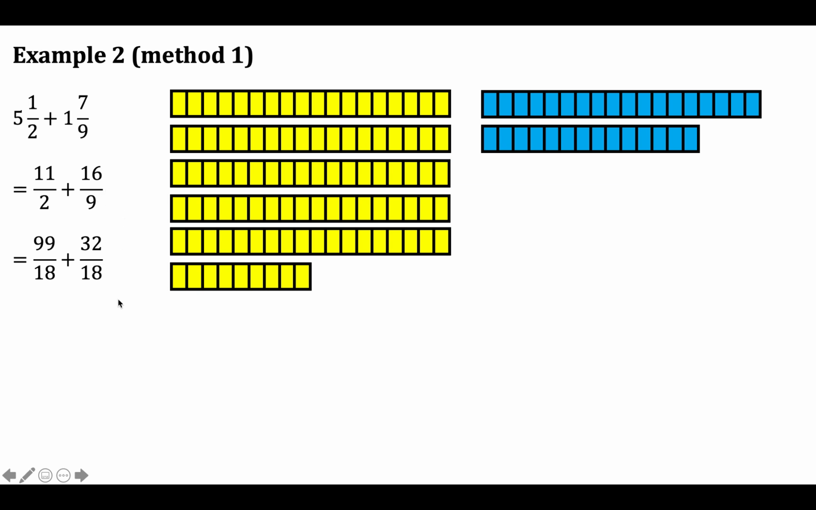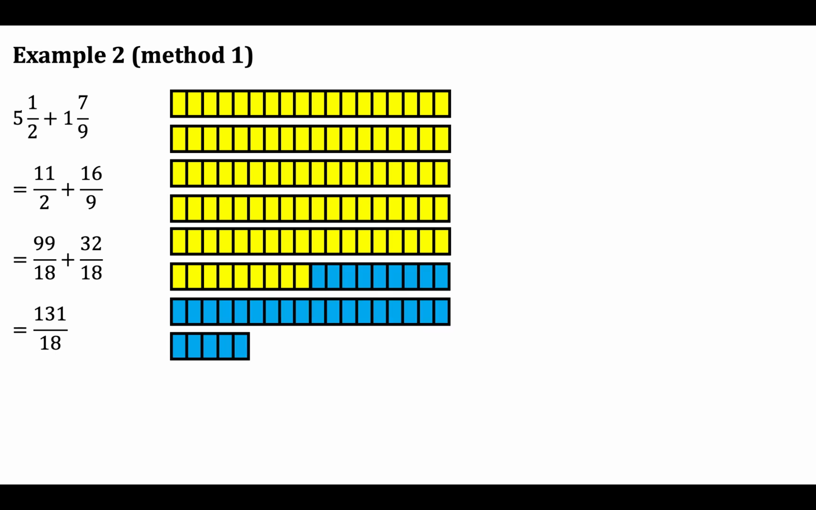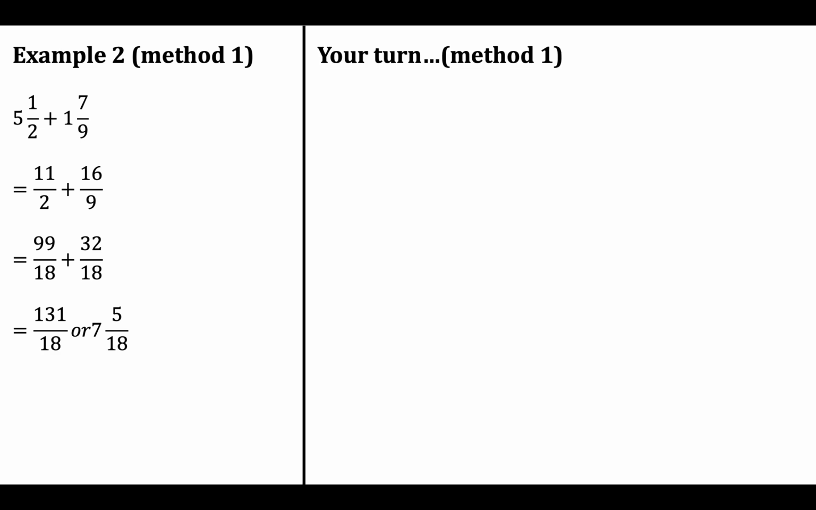I can now add these together because I've got common denominators. And that gives me 131/18, or, as a mixed number, 7 and 5/18. Here's one for you to try, and again it would be a good time to pause the video so that you can go away and try that on your own.